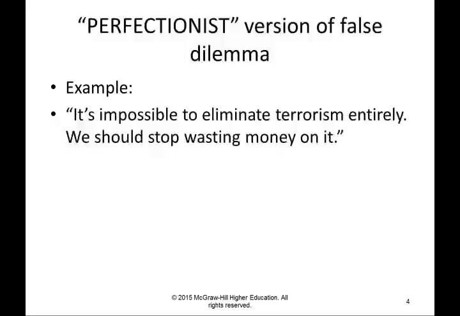Perfectionist version of the false dilemma. There are various versions of the false dilemma. The perfectionist version really is like an all or nothing. This is where we're like, either it's perfect or forget it totally. Okay? Here's an example of that. It's impossible to eliminate terrorism entirely, so we should stop wasting money on it. Right? No. Just because we can't eliminate it entirely doesn't mean that we shouldn't spend money on it.